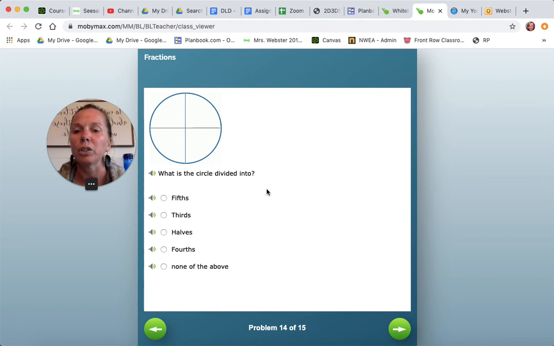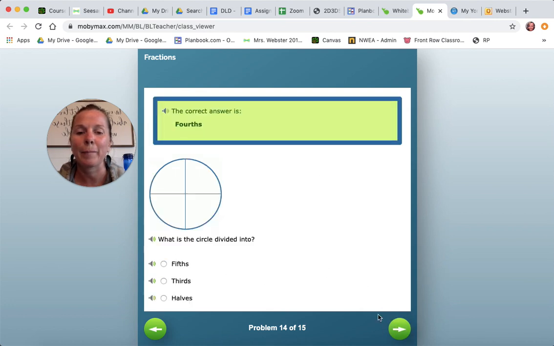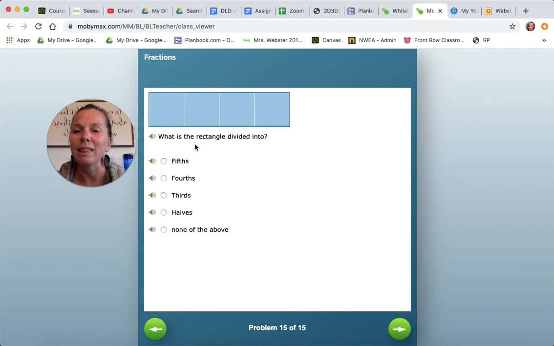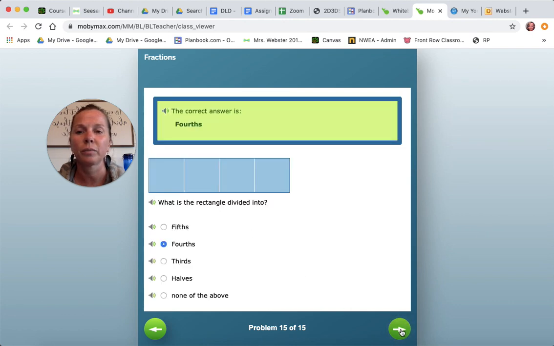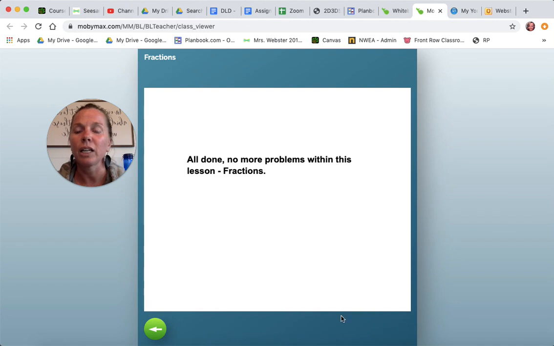And what is the circle divided into? 4 parts, so we call it fourths. And last one, what is the rectangle divided into? 1, 2, 3, 4 parts, so we call it fourths. Good job with your fractions. We're going to continue to work on fractions this week.